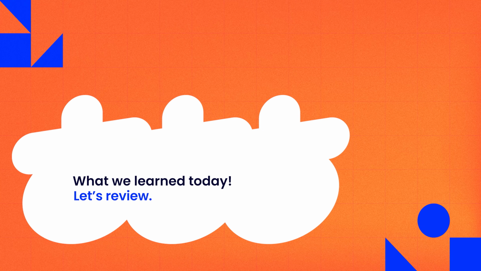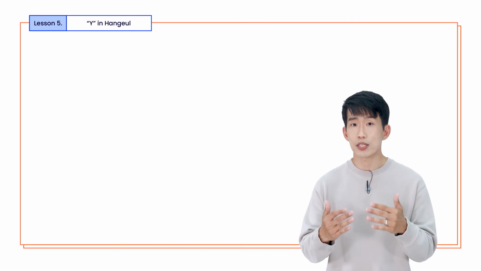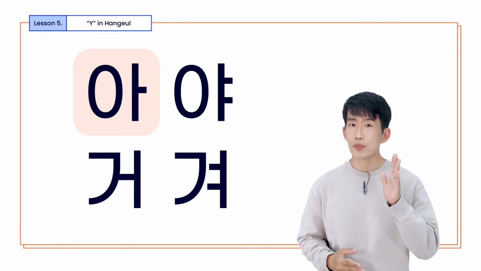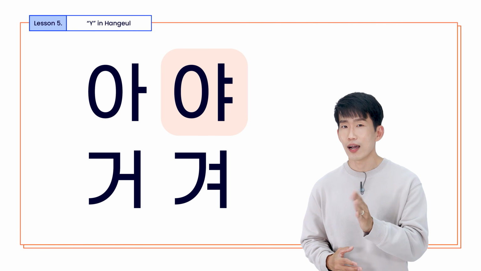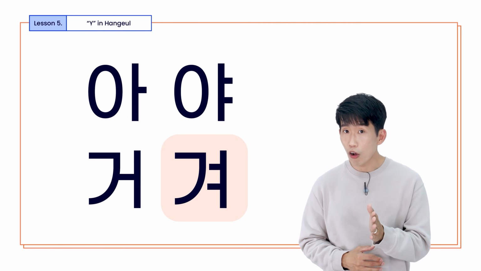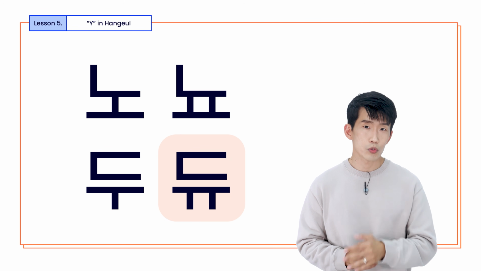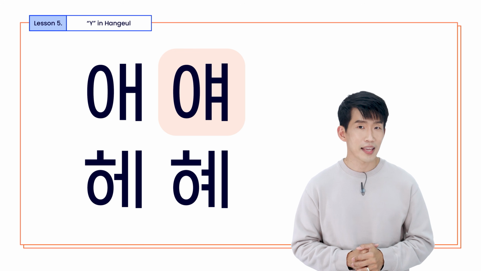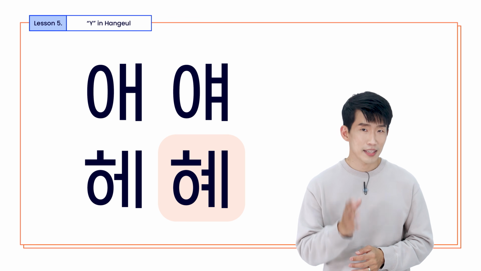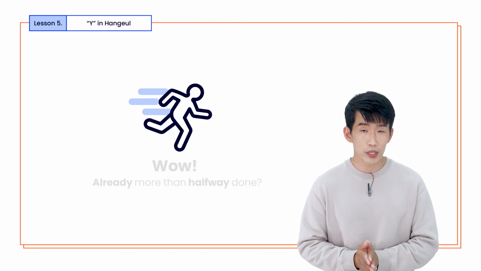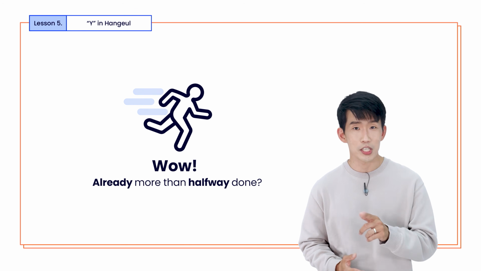This one was fairly easy to understand, right? Let's do a quick review by reading everything together, okay? Please read everything out loud after me. A, ya, ko, kyo, no, nyo, tu, tyu, e, ye, he, hye. That was awesome. Great job, everyone. Please take a break now, and I will see you in the next lesson.